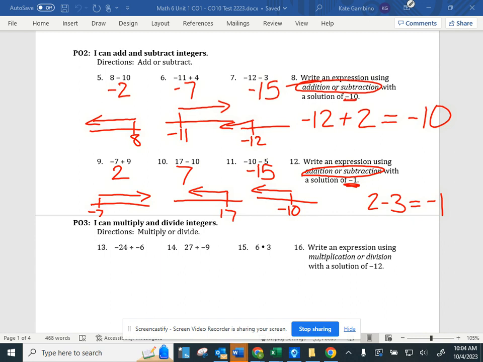There were a lot of us who were not using that number line correctly. You need to go slow.